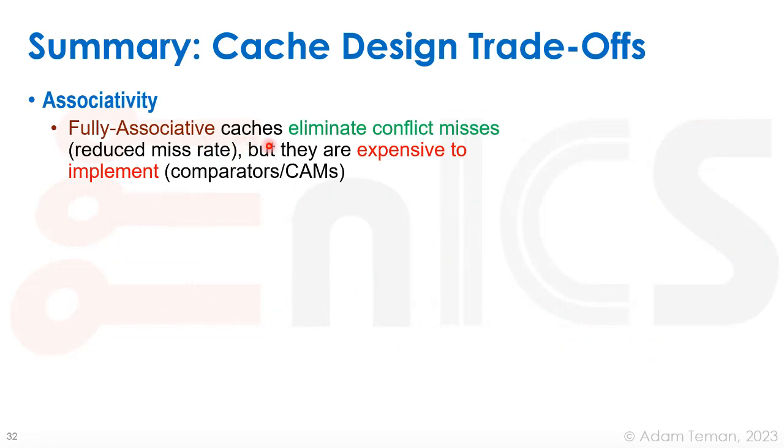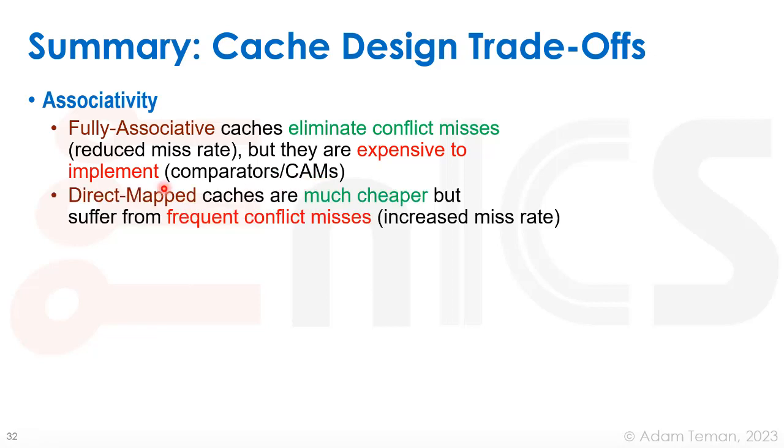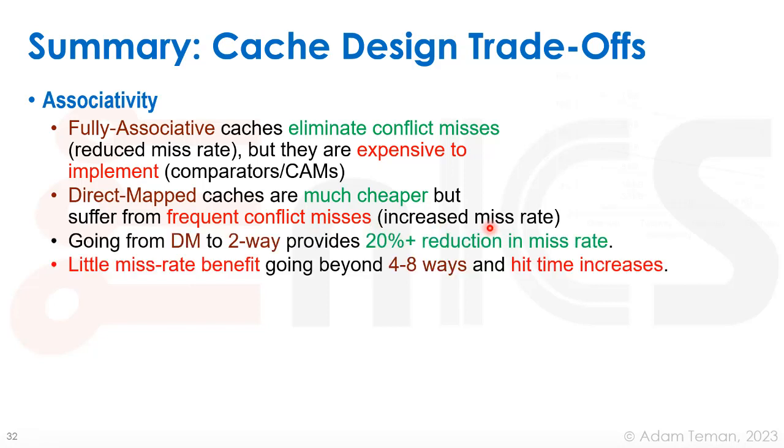Fully associative caches eliminate conflict misses. As we said, there are no conflict misses in fully associative caches because we can stick every piece of data, every address, in any of the cache lines that we have. And that really reduces the miss rate. But they're so expensive to implement because they need so many comparators or CAMs, which are non-trivial blocks. Direct-mapped caches, on the flip side, are much, much cheaper than fully associative caches, but they suffer from frequent conflict misses, as we saw in the example before, and therefore they increase the miss rate.